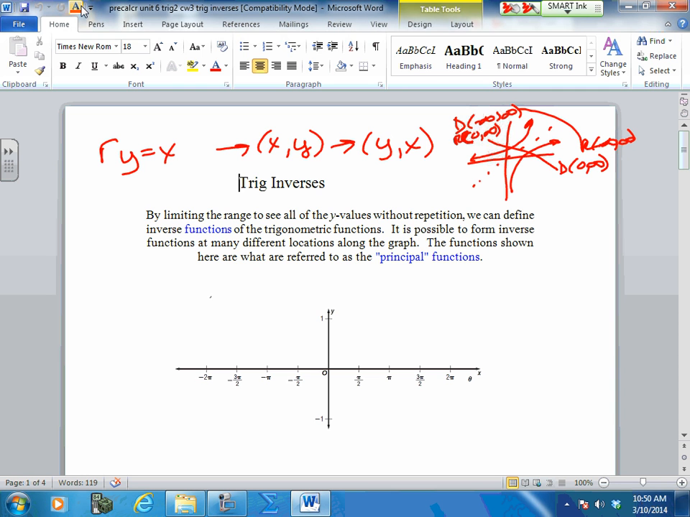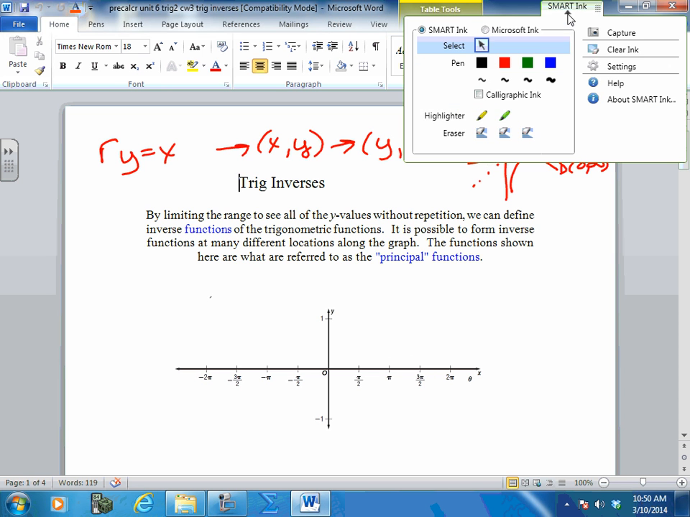The only problem is we're more like the parabola. We have to restrict part of it. We can't use that whole parabola because it's going to fail the test when we take its inverse. So we're going to define your functions and work on your functions first. So the first one we're going to do is your sine curve. We're going to use your sine curve.